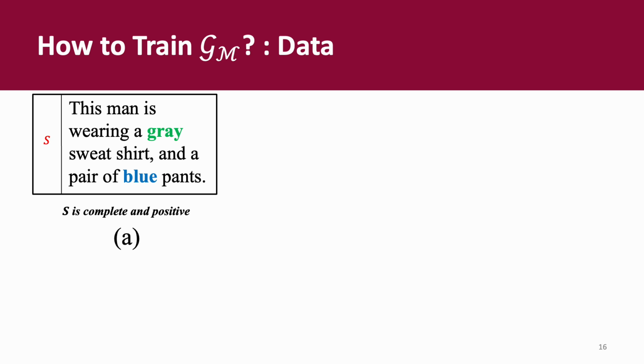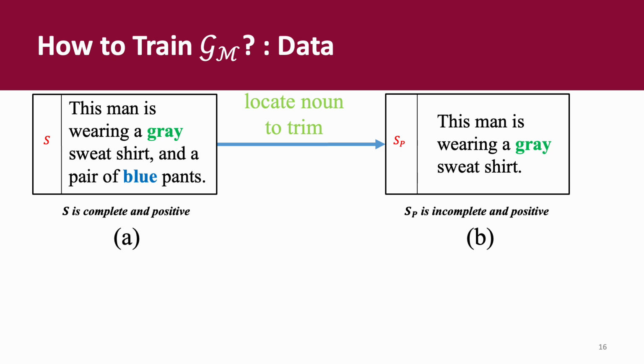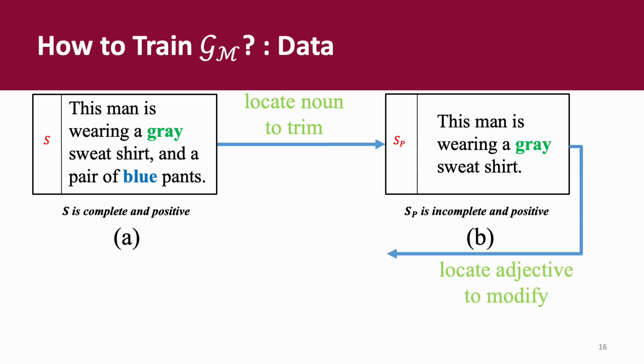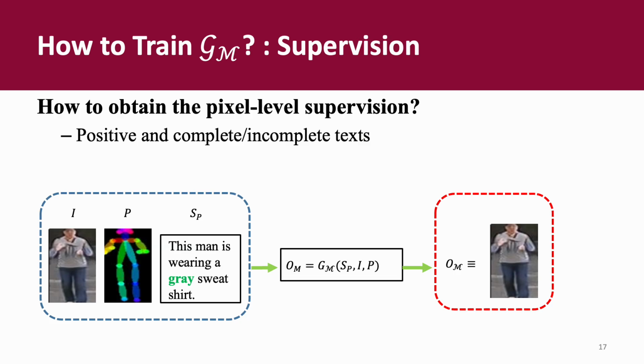For a complete and positive text, we first need to locate the DOM, and if we transform it, we can embed the incomplete and positive text. Next, we need to locate the adjective, which often describes the value of attributes. We can use a dictionary in memory to search what to modify for this adjective. In this automatic pipeline, we get incomplete and negative text.